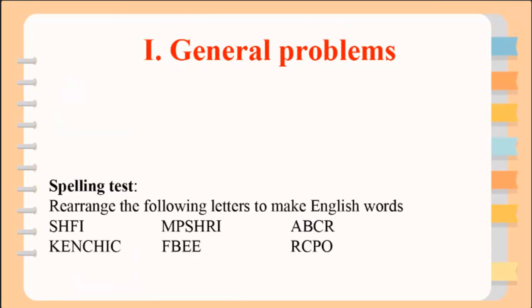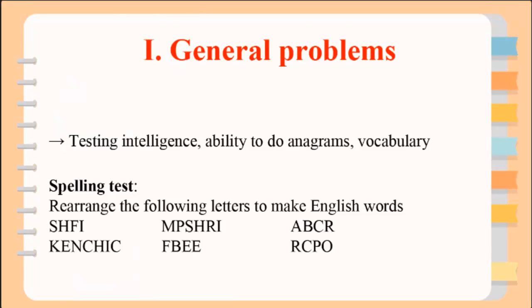Now let's look at this example. It is a spelling test, but in fact the requirement is to rearrange the following letters to make an English word. It means that this test tests the intelligence or ability to do anagrams or vocabulary, not a spelling test. So this general problem is called testing something which is not intended.